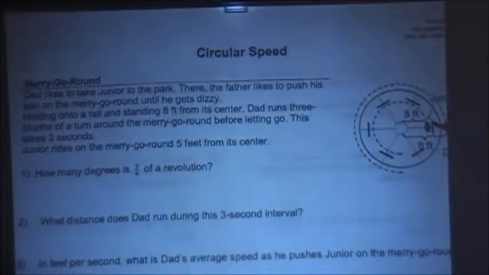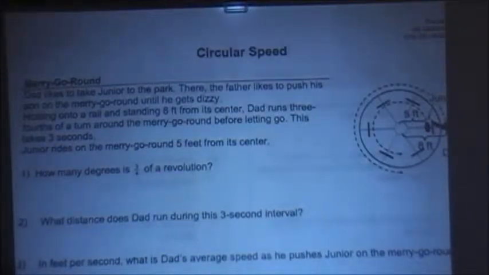These are the notes for circular speed. I hope you have your worksheet so that you can read it, because I don't know that you'll be able to read it on the camera. But hopefully you can at least see the picture. We have a merry-go-round, the kind that they have at the park, that you hold on to the rail and somebody pushes it around. So that's what we're dealing with.